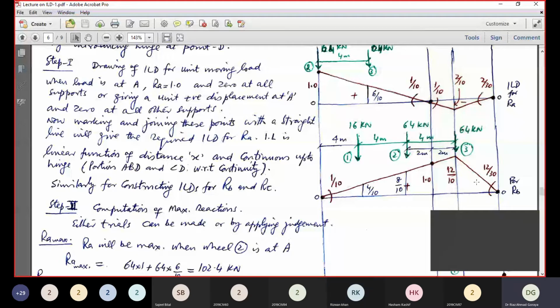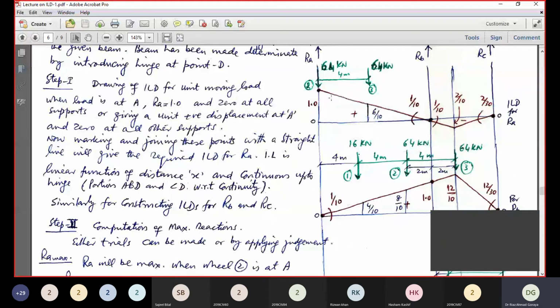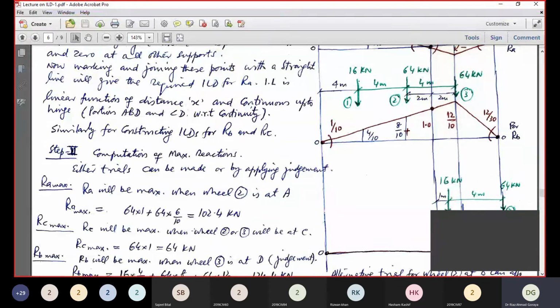Now, step 2, computation of maximum reaction. Either trials can be made or by applying judgment. Here it is very simple to apply judgment that RA will be maximum when wheel 2 is at A. There can be no confusion in this. So 64 into 1, and the corresponding ordinate: if this is 4 meters and the total is 10 meters, this will be 6 meters, so 6 by 10. So RA max is 64 into 1 plus 64 into 6 by 10, that is 102.4 kilonewton.